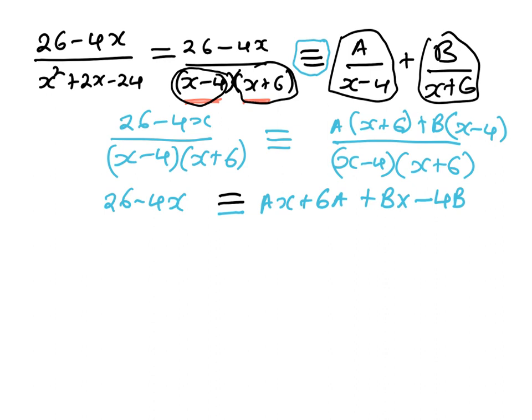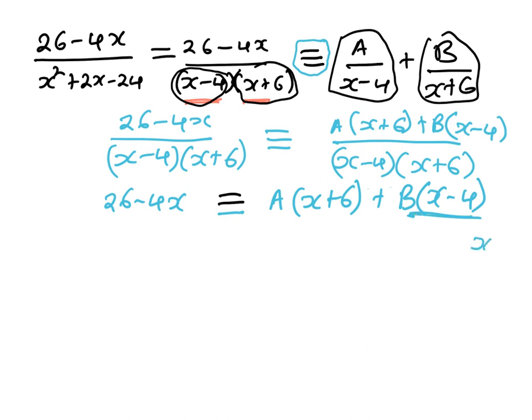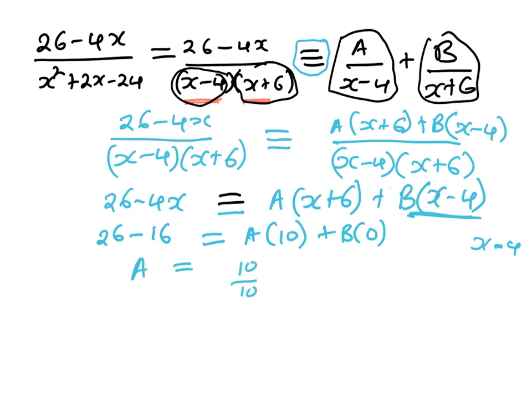To ensure that you understand this so well, let me write it without wasting time. There are many ways of getting the constants A and B, but the easiest is to write A into x plus 6 plus B into x minus 4. Look for an x value which makes this bracket 0. That is x equal to 4, since 4 minus 4 is 0. So if x is equal to 4, we have 26 minus 16 equal to A into 4 plus 6, plus B into 0. Therefore A is 10 out of 10, which is equal to 1.